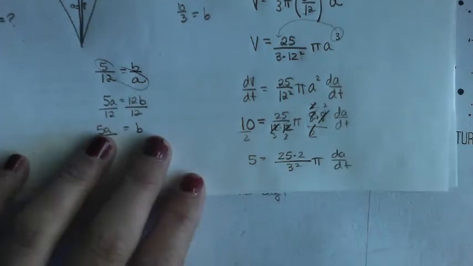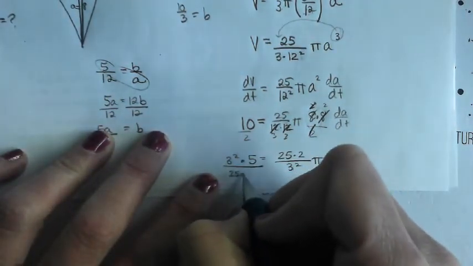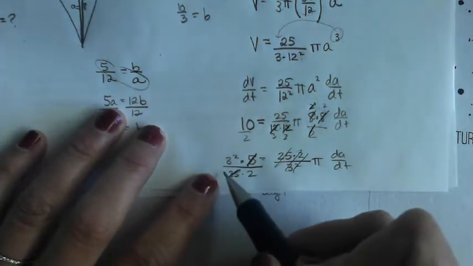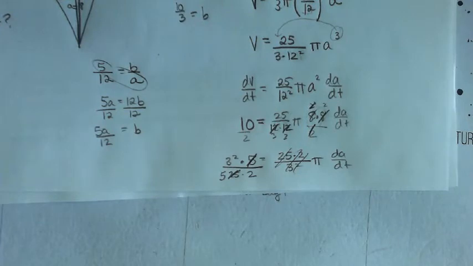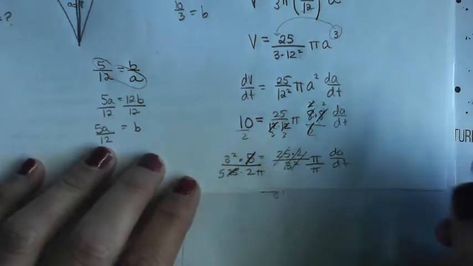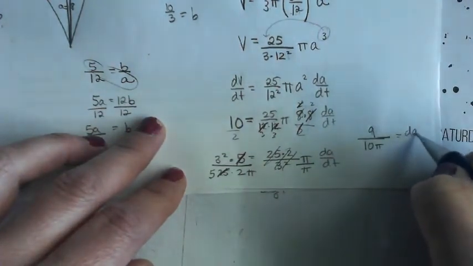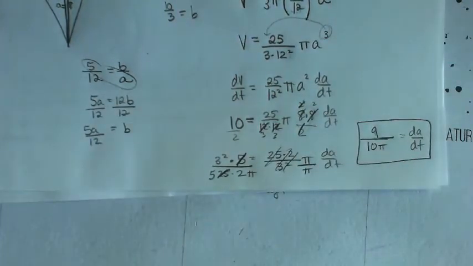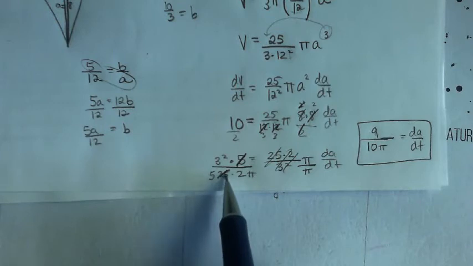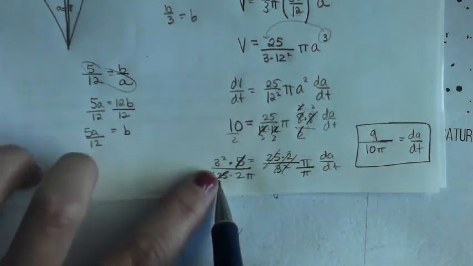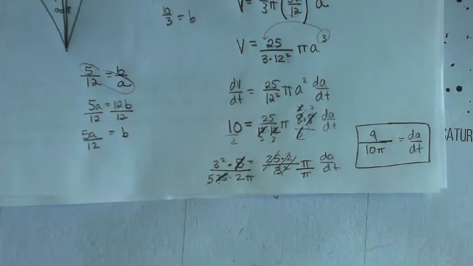And then I can multiply by the reciprocal, so times 3 squared over 25 times 2. And then your 5 and your 25 will reduce, and we just have 9 over 10. Yes? I also have to bring this pi over. So divide the pi over, and it'll just be 9 over 10 pi. The 25 and the 5 reduced down, so that crossed out and that 25 became a 5. It was 5 over 25. Yep. Any questions?